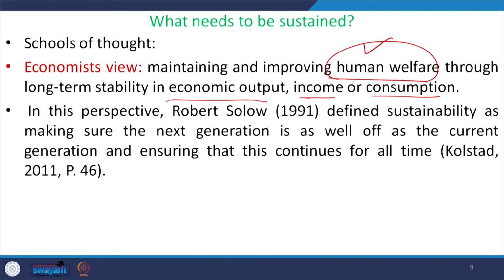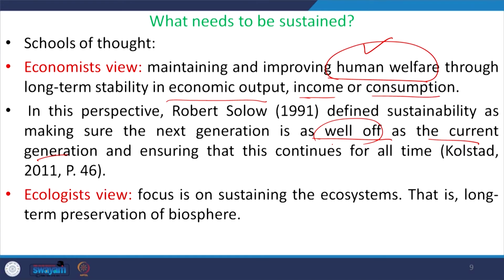In understanding this economist view of sustainability, we can take the example or explanation by Robert Solow. In 1991, Robert Solow defined sustainability as making sure the next generation is as well off as the current generation and ensuring that this continues for all time to come, forever, for an infinite period of time. So, here economic sustainability means we need to see the well-being of the present generation as well as future generations, and this level of welfare should be continued forever. This is how economists perceive the meaning of sustainability.